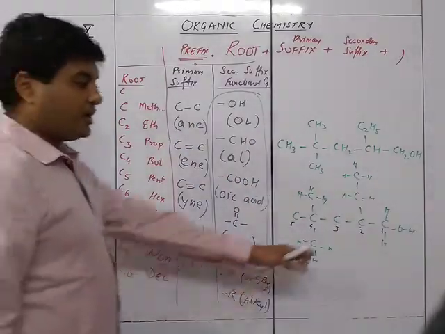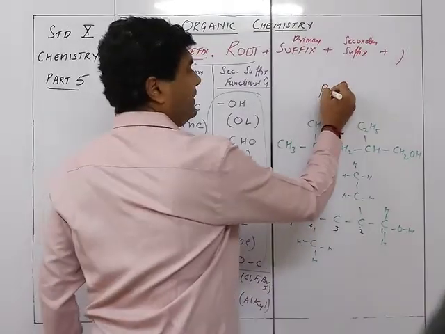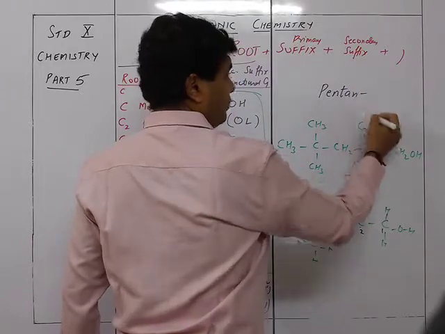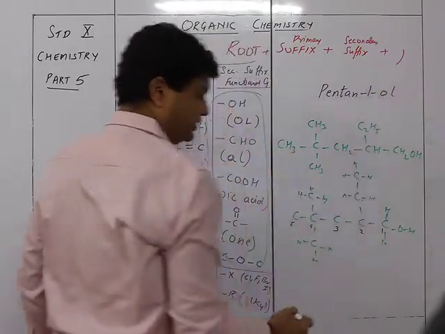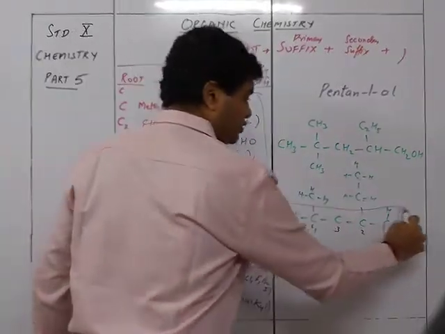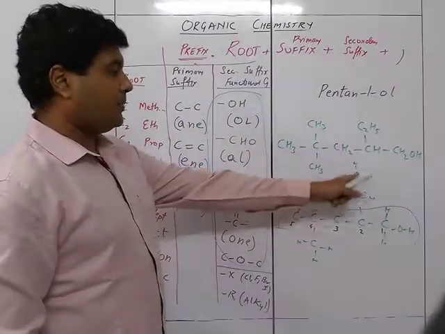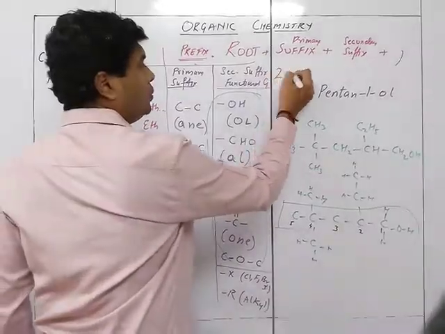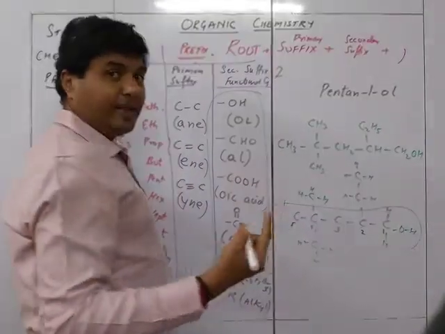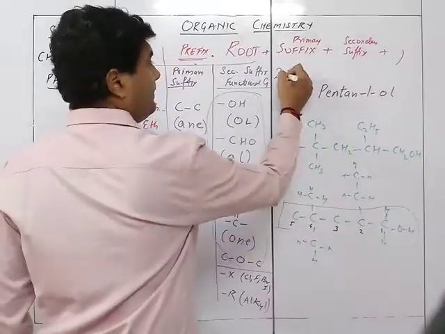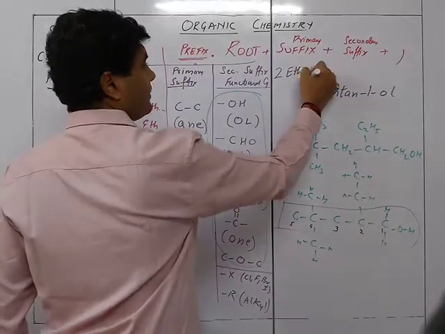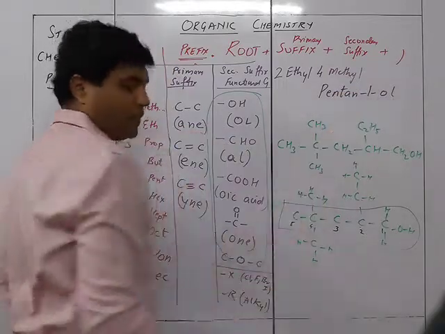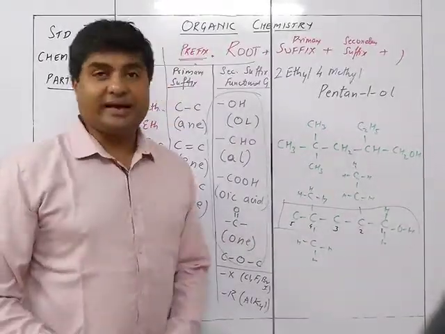Got it? Therefore, the name will be a pentane. Okay, it will be a pentane 1-ol. So this will be the pentane 1-ol. Now we are talking about this 2. So what is at 2? We'll be having a 2. Now ethyl comes first before methyl, so it will be 2 ethyl 4 methyl pentane 1-ol. So the name will be 2 ethyl 4.